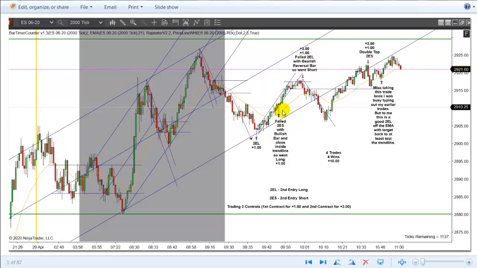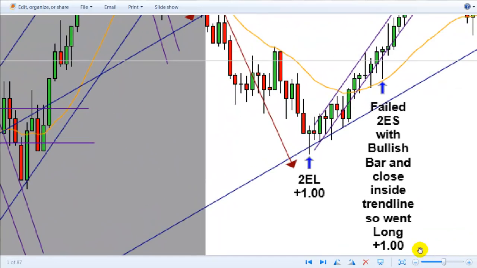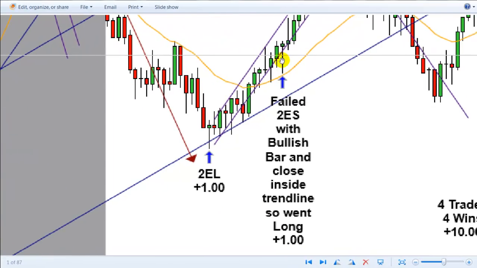Then it runs up here. He calls this a failed second. Let me make this bigger. He calls this one a failed second entry short, but it's not. Here's your new low. So first entry, second entry, third entry, fourth entry, fifth. That's a fifth entry short. I don't know where he came up with the second entry. Just somewhere he's confused on the count or how to count it or something.